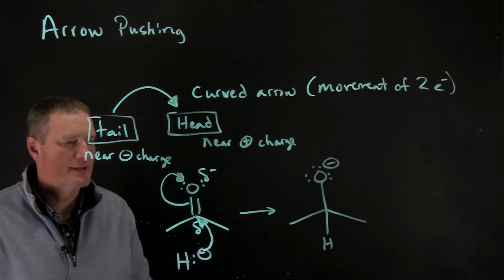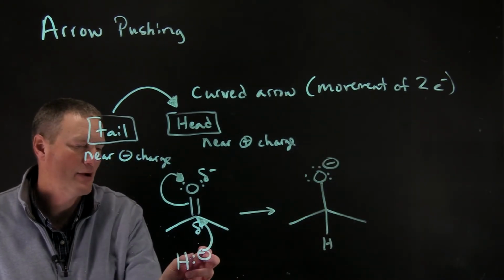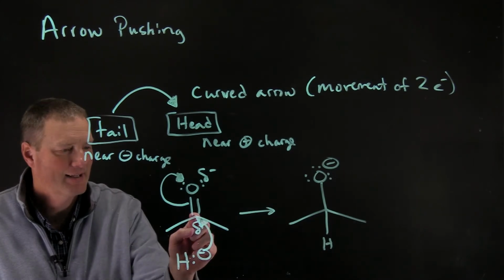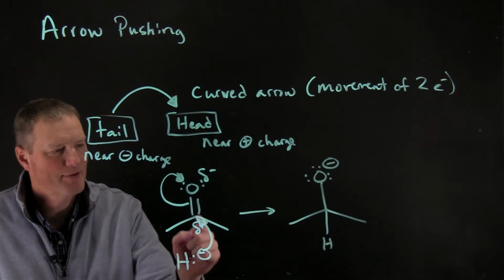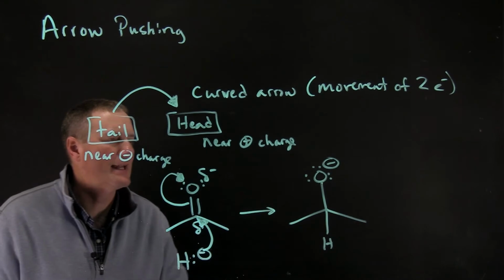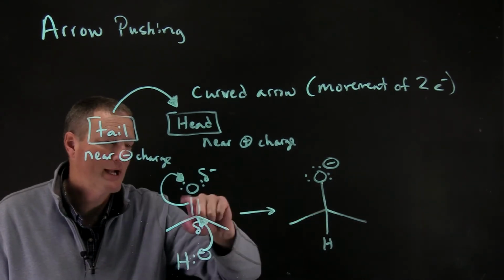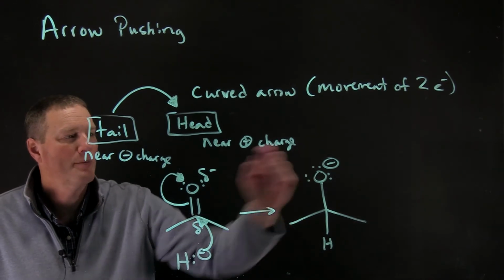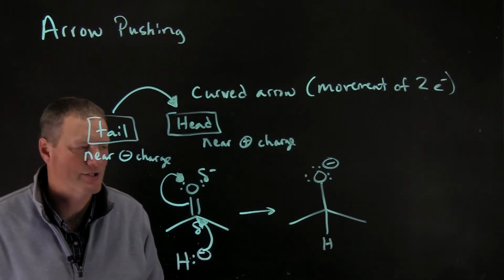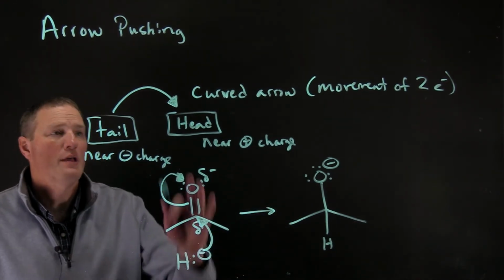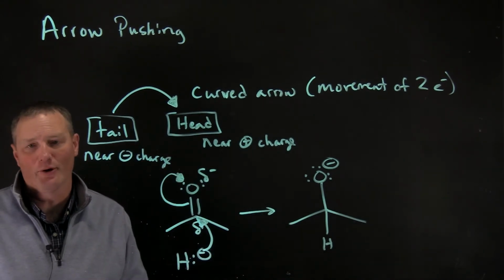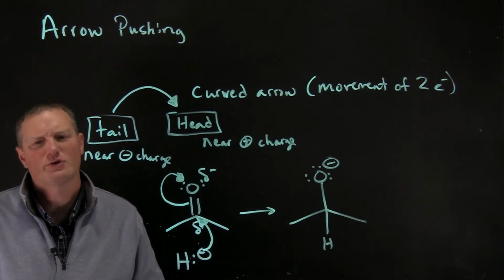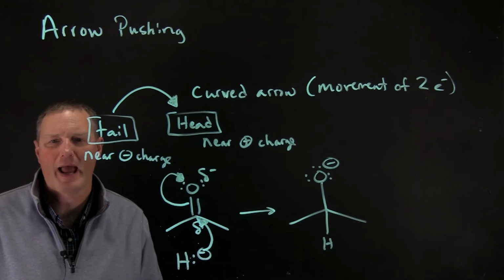Now notice I've formed a new bond by the hydride attacking. Again, I'm pushing this from negative to positive. And in doing that, I need to break this carbonyl bond, and those electrons have to go somewhere. They're going to go up and sit on top of the oxygen. So that's how we would use an arrow to describe the mechanism of a reaction.